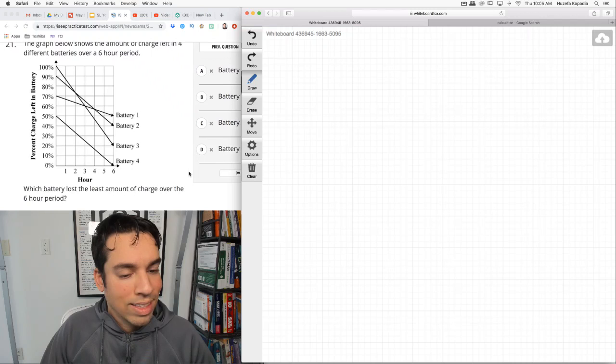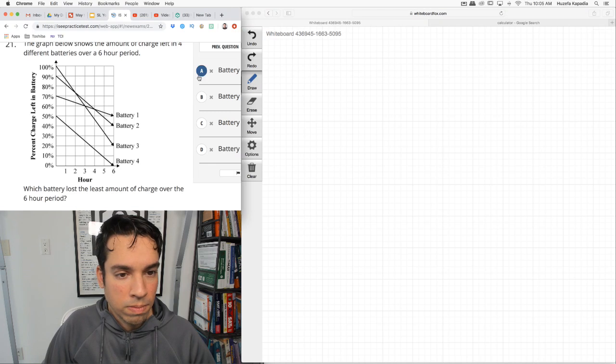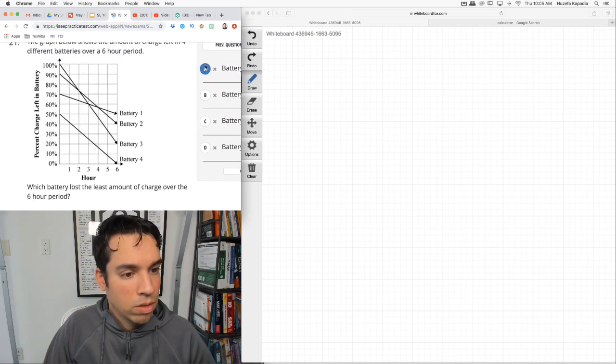Okay, next. The graph shows the amount of charge left in 4 different batteries. What battery lost the least amount of charge over the 6-hour period? Least amount of charge. This guy. See? Because it has the lowest decline. So it's battery 1. Done.